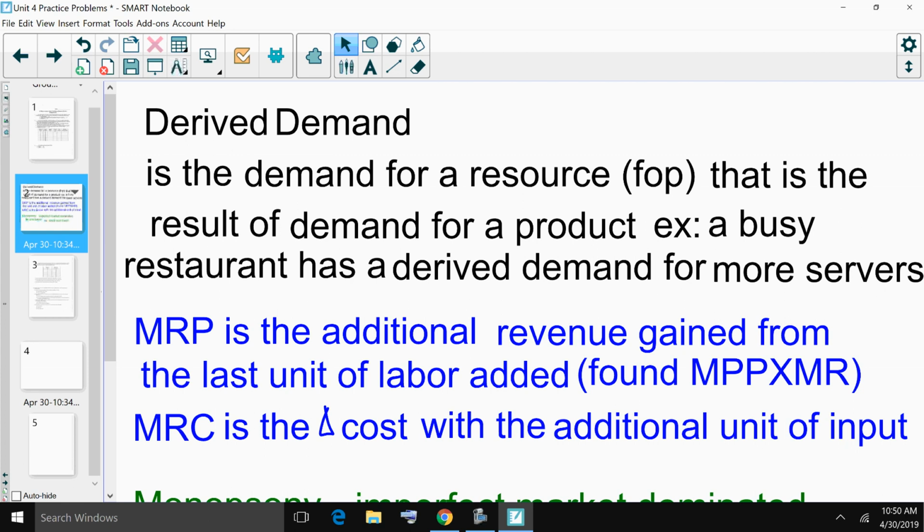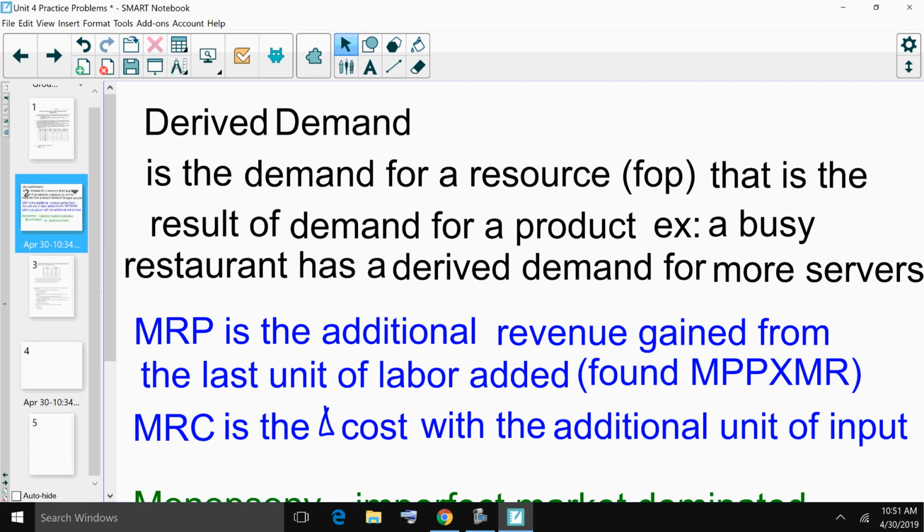The next question, 1B, is asking about MRP and MRC, marginal revenue product and marginal resource cost. MRP is the additional revenue you gain when you hire that last unit of labor. You can find it by looking at MPP times MR, our productivity times our revenue from those units. And we find out how much we gained when we hired that additional worker. In class, we did this with the push-up machine. Every time I hired a person to do push-ups, they either made me money or they lost me money, depending on how much MRP they provided.